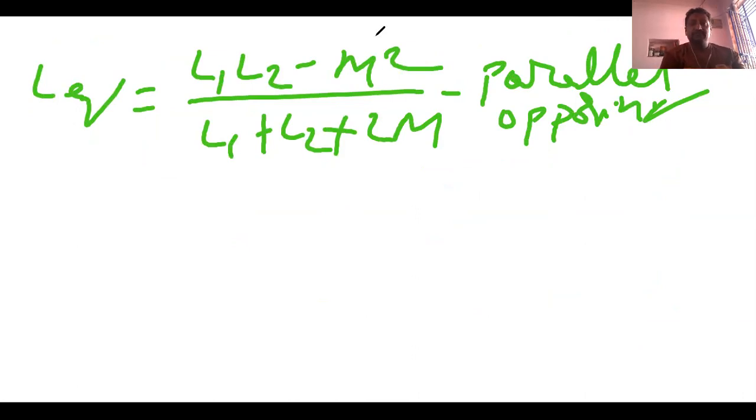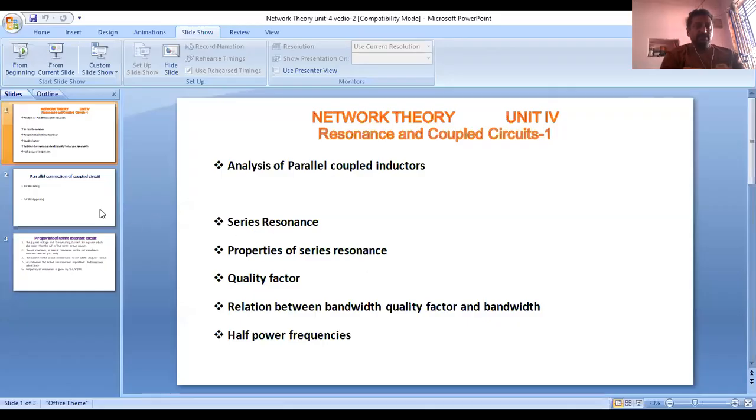Then we'll go to the next concept, series resonance. Now I'll go to this series resonance. We want to explain about series resonance. First of all, what is the resonance? After that, we'll continue with how to determine series resonance and what are the properties in the case of an RLC or LC circuit. So now I'll start with this. First of all, what is the resonance?